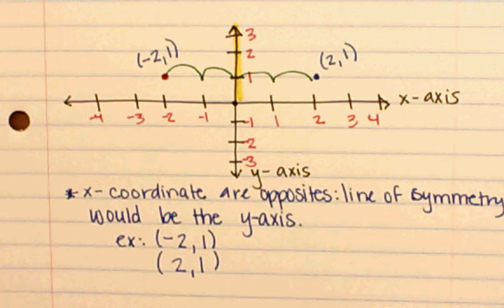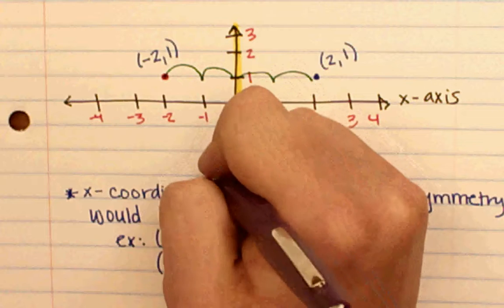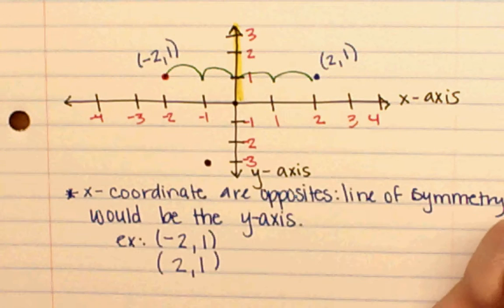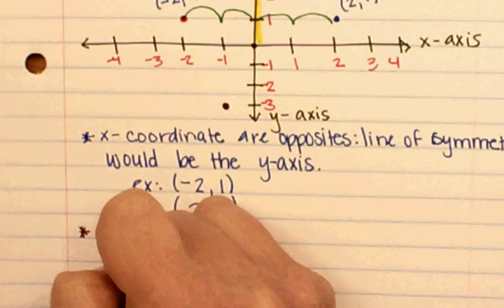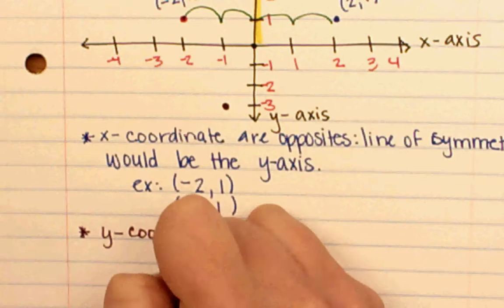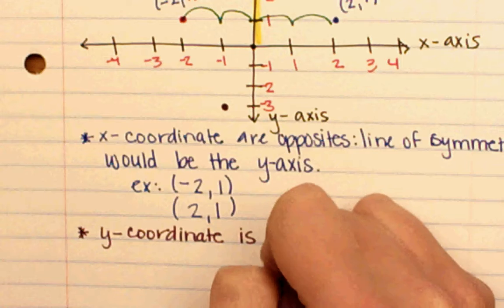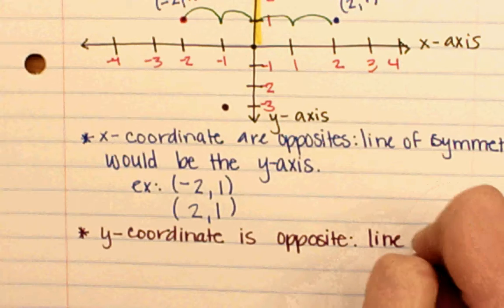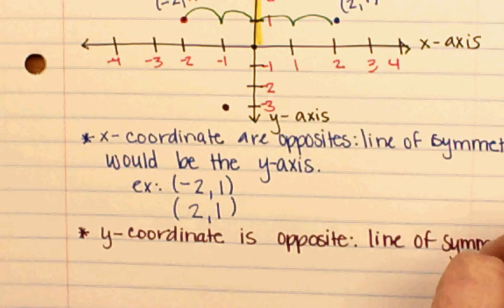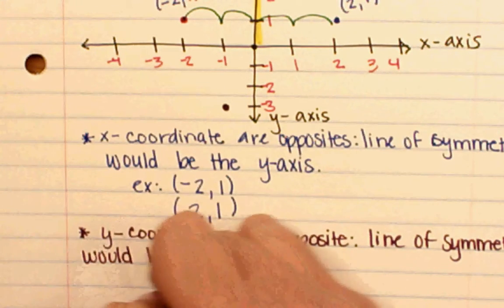Now if I place something, let me use a different color. If I place something at 1 and negative 3. So now if the y-coordinate is opposite, the line of symmetry would be the x-axis.